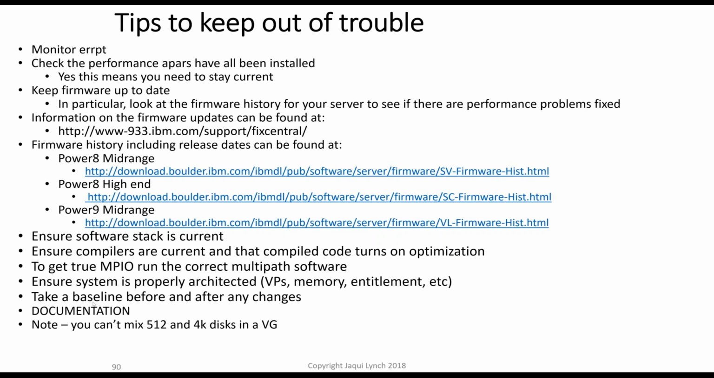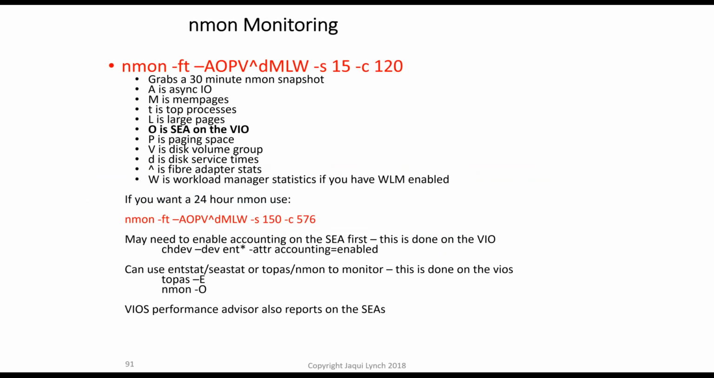And my last couple of things are taking a baseline, documentation, and then if you haven't found out by now, if you have the 512 disks and you add 4K disks, you cannot mix them in a volume group. So when you're trying to migrate root VGs and so on, this is where alternate disk copy is your best friend, because you can basically alt disk copy from a 512 to a 4K disk, but what you can't do is put them in the same volume group.